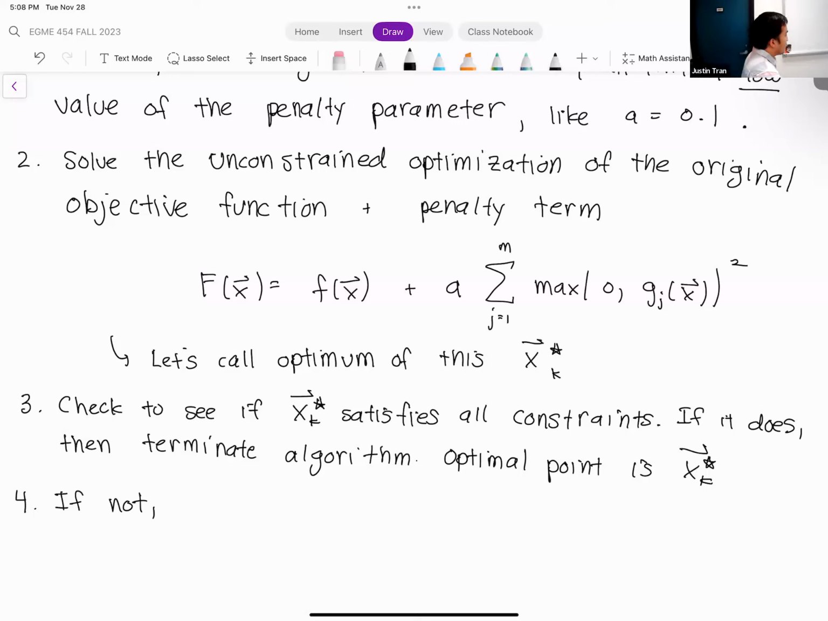If not, if our result here doesn't satisfy all the constraints, so one or more of the constraints are not satisfied, then we increase the value of the penalty parameter and then return to step 2.